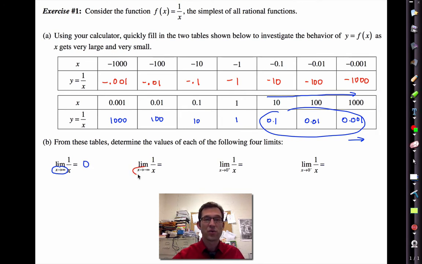Likewise, when x heads towards negative infinity, when it grows without bound but in a negative direction, the outputs are also headed towards 0. Look at these outputs. They're getting smaller and smaller, getting closer and closer to 0.